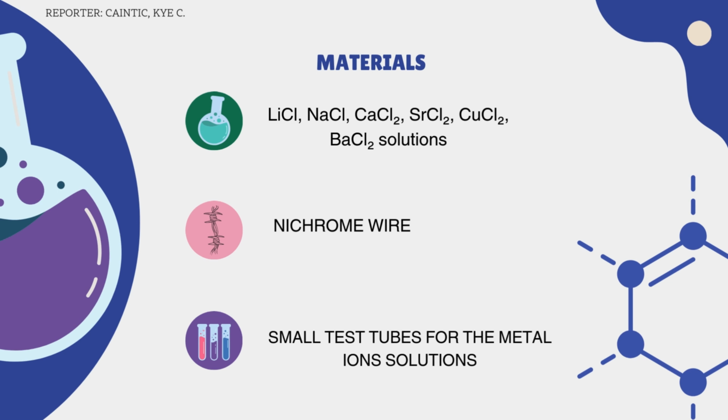The nichrome wire is used to transfer the solutions to the flame because it's durable and doesn't interfere with the results. Finally, the small test tubes are essential for holding and organizing the solutions, making them easy to access during the test. Together, these materials ensure the accuracy and efficiency of the flame test.